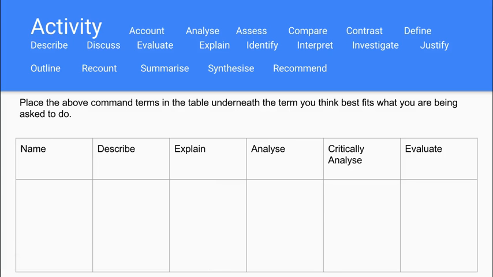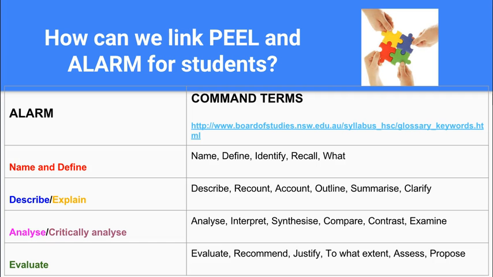I'll assume that you've got that done now. On this slide, you can see some of those command terms and where we might put them in the alarm matrix. The command terms are available for you on this link that you can go to, but have a look at how you did in your placement of those terms for each category and make any adjustments that you might need to make if you made some mistakes.